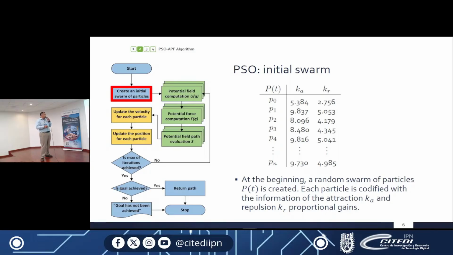Then we initiate with a swarm of particles, an initial random swarm of particles. These particles represent the solution for the path planning. We have n particles, which codify the attraction and the repulsion proportional gains that will be used by the artificial potential field to generate the path for every path planning problem.